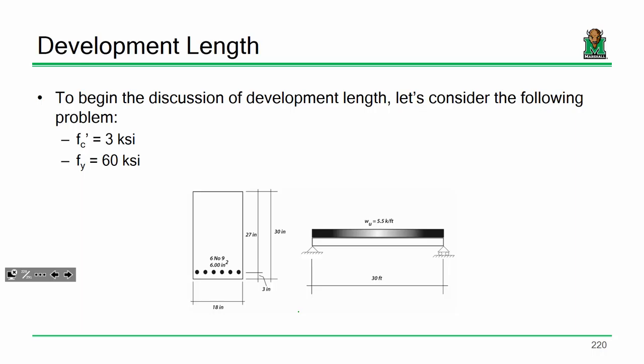Okay, so I want to explain development length in a very simple nutshell. Let's say that he and I are in a tug of war. He's got the rope and I've got the rope, and we're going like this. But let's say during the tug of war, he's only allowed to grab that much of the rope.